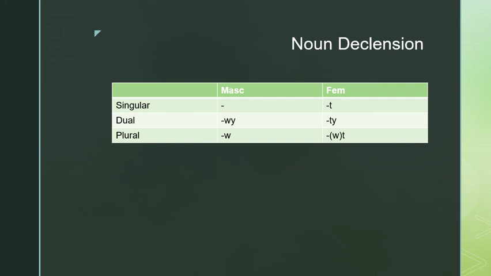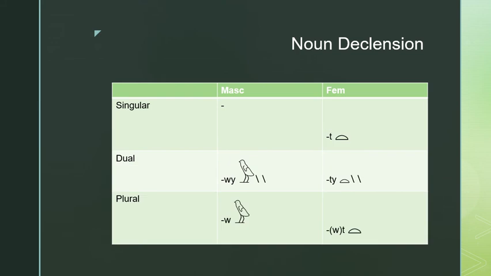Again, this is pretty easy to memorize, and then the masculine plural is W, and the feminine plural, in theory, is a W followed by a T, but it's very uncommon that they'd actually write out the W. So usually it will just look like a T. As we're going to find out in a minute, they have other ways of indicating the plural than just writing these out, which is very helpful. But this is what the orthography would look like in its standard form.